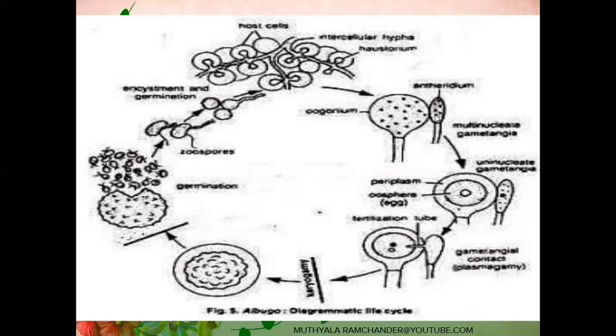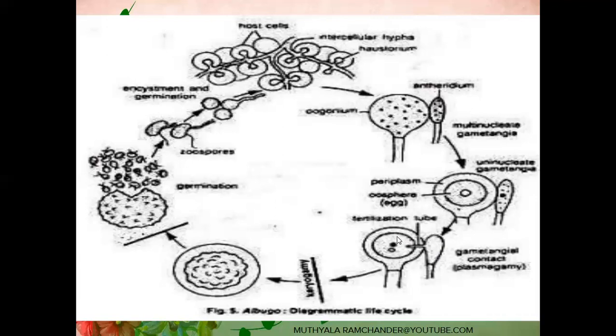At the mature stage, the antheridium contacts the oogonium. At the contact position, the cell wall is lysed between the antheridium and oogonium to form a conjugation tube-like structure. The conjugation tube-like structure is called the fertilization tube. Through the fertilization tube, many male nuclei from the antheridium enter into the oogonium.